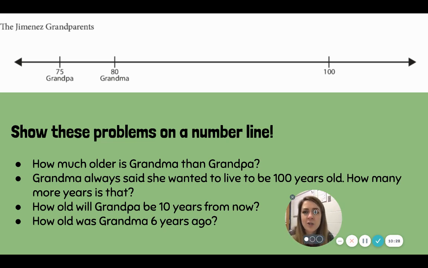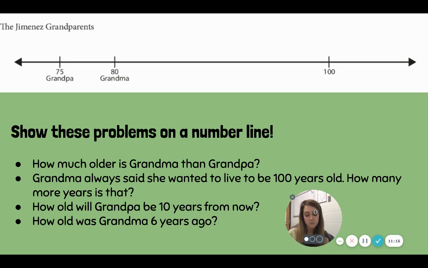It's just different people. So this time I noticed that our number line starts at 75, where Grandpa's age is. So I'm going to do the same thing. Grandpa's there at 75. I'm just going to do GP, Grandpa. And then Grandma is 80. So I'm going to do 80 and GM for Grandma. And then they have 100. So I want to make mine look just like they make theirs look. Okay. So I have 75 GP, 75 for Grandpa, 80 for Grandma, and then I have 100. So it says, how much older is Grandma than Grandpa?